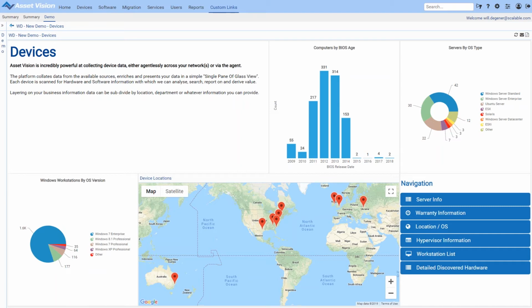But here you can see some high-level dashboarding that will tell us things like computers by BIOS age, one of those statistics that's come in and out of fashion depending on what vulnerabilities are about at the time. But it's useful to know, to identify machine age, perhaps. Servers by operating system type, and you can see here that we can start to twist and turn that detailed information as we wish.